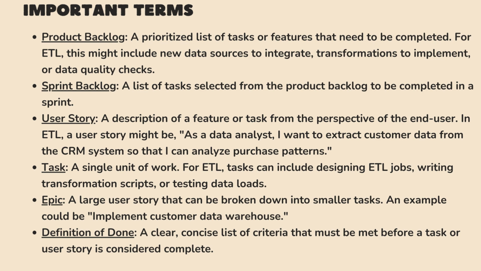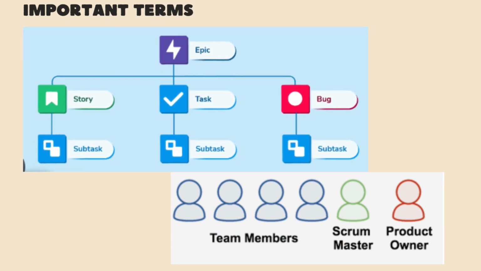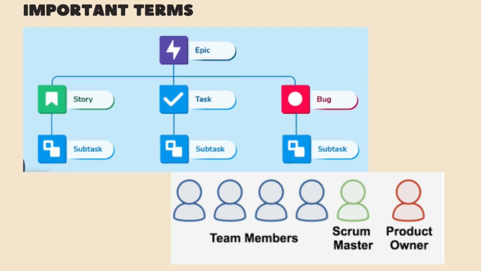Task: a single unit of work. For ETL, tasks can include designing ETL jobs, writing transformation scripts, or testing data loads. Epic: a larger user story that can be broken down into simpler, smaller tasks. An example could be implementing a customer data warehouse. Definition of done: a clear, concise list of criteria that must be met before a task or user story is considered complete. You can explain these terms in your interview so that the interviewer understands that you are aware of the Jira dashboard.